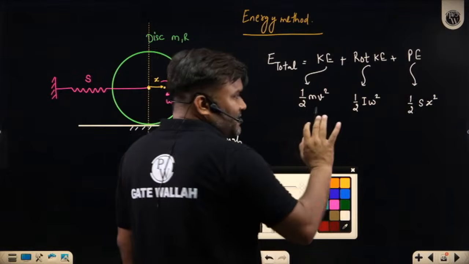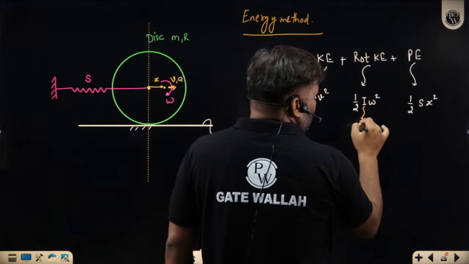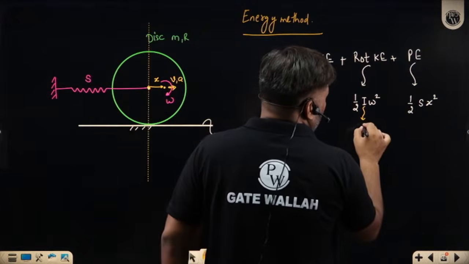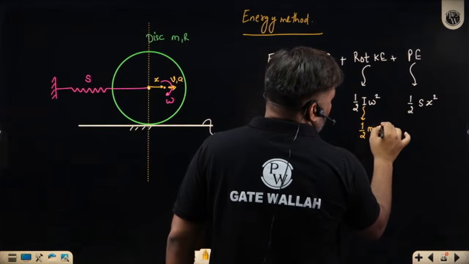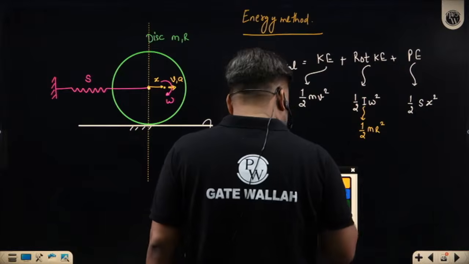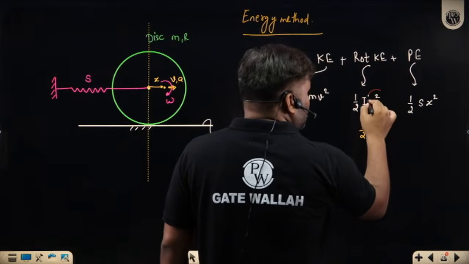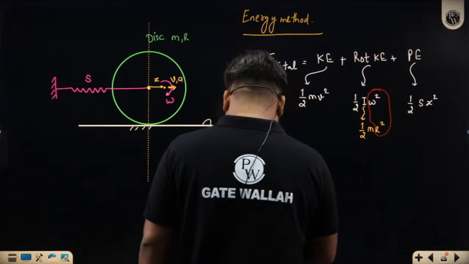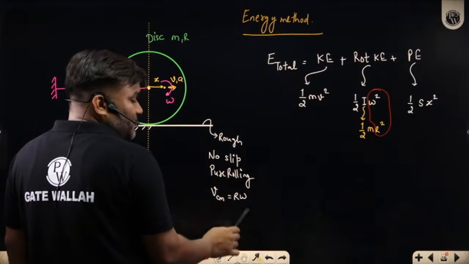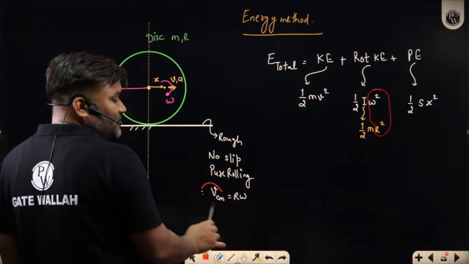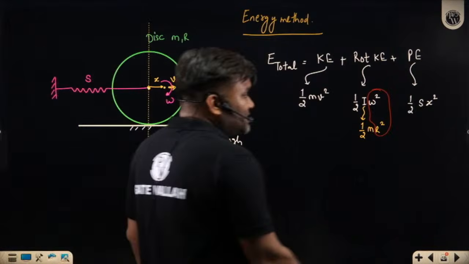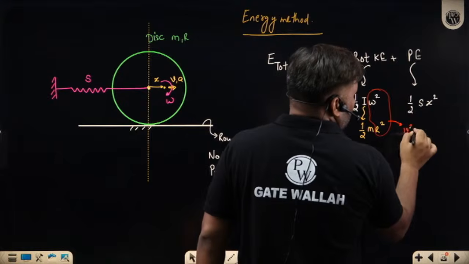Okay, let me simplify this a little. What is the moment of inertia of this disk? Disk's moment of inertia about center of mass is half mr square. Once you put the half mr square, r square omega square, what can you write? Sir, r square omega square, because of the pure rolling logic, I can say r square omega square is v square, the center of mass velocity. And what is the center of mass velocity? V. So this can be written as v square.